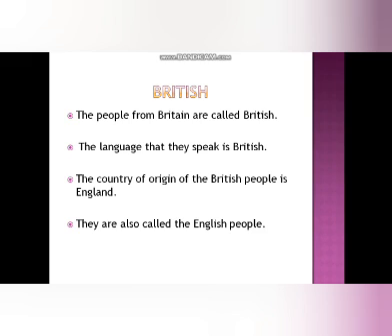so we have the British. So the people from Britain are called British. The language that they speak is British. The country of origin of the British people is England. They are also called English people. All right, so British/English. We know that the British came later and fought the Spanish and captured some of their islands in the year 1655. Let me say that again. The British came later and fought the Spanish and captured some of their islands in the year 1655.